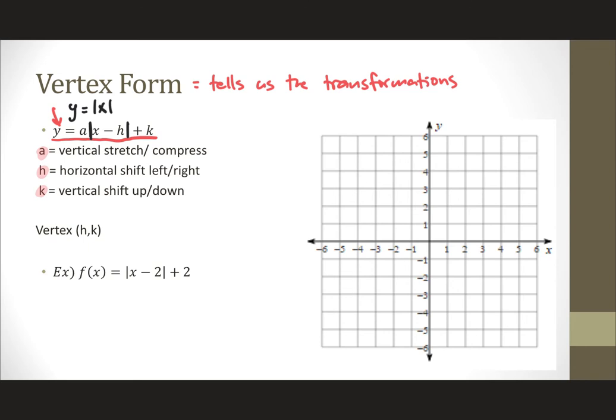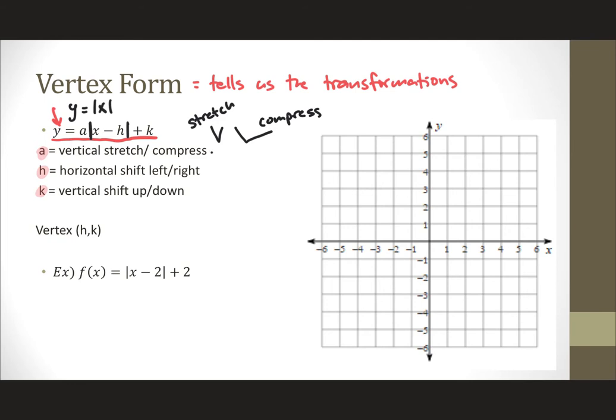A vertically stretches and compresses. What that does is it makes the slope steeper or narrower. Notice how my V has changed. In the first one, it is steep. It's a very tight V. This would be a stretch. In the second one, this would be a compress. It's gotten flatter.